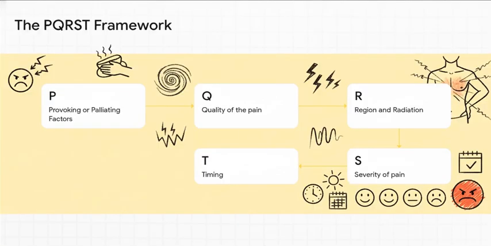So first up, we've got the classic, PQRST. This right here is your foundational tool. It's the one you are most likely going to see on the NCLEX. Each letter stands for a super important part of the pain story, giving us that full picture. Let's dig into each one.